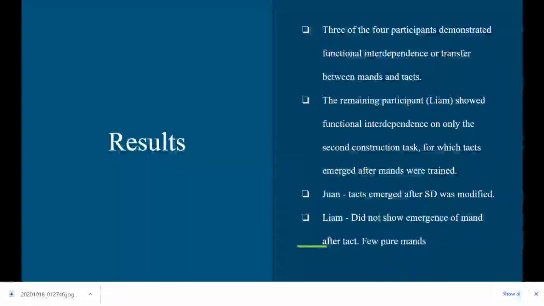The results show that 3 out of the 4 participants demonstrated functional interdependence between mands and tacts. One participant, Liam, showed functional interdependence on only the second construction task, for which the tacts emerged after the mands were trained. Juan had tacts emerge after the SD was modified, and Liam did not show emergence of mands after tacts. He needed a few pure mand prompts.